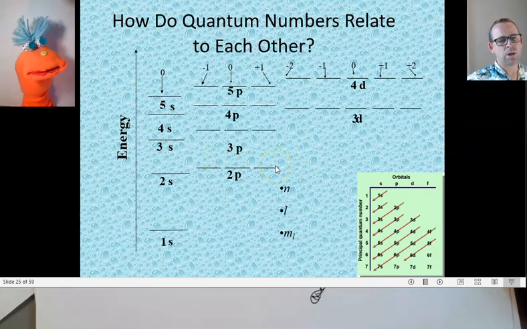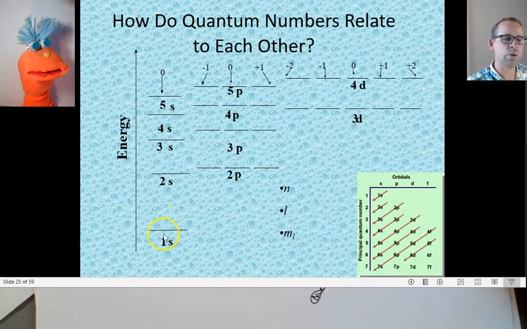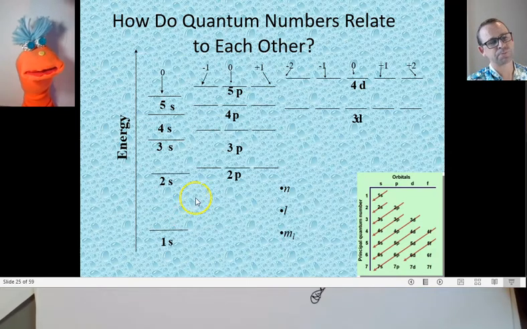Okay. So, as I said, electrons behave like tiny magnets, and they have a spin, and that's the m sub s quantum number, and it is either +1/2 or -1/2. And so within each of these orbitals, you can have 2 electrons. Each of them has a quantum number of m sub s either equals 1/2 or -1/2.